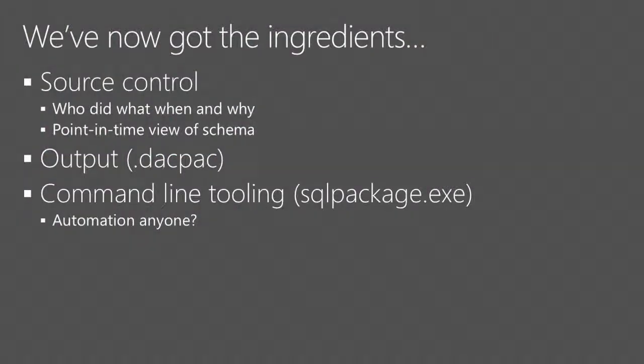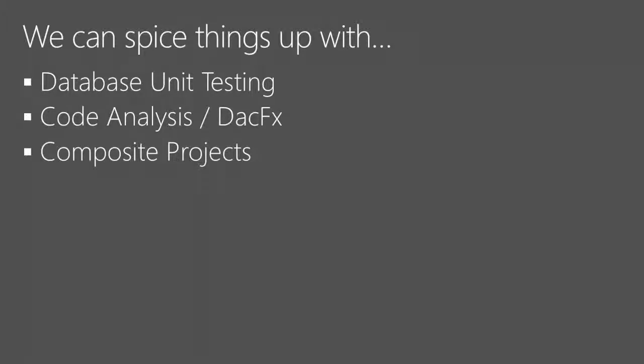So we've now got all of the cool ingredients to go away. We've got a database that's in source control. We know who did what and when and why. We can do any point in time understanding of the schema and its reference data. We've got a dacpac that we can pick up and move anywhere we like. And you've got command line tooling if that's the way you want to go. If you have DevOps in your company, it's something you can automate and include. Great, wonderful. You can spice things up quite a lot.